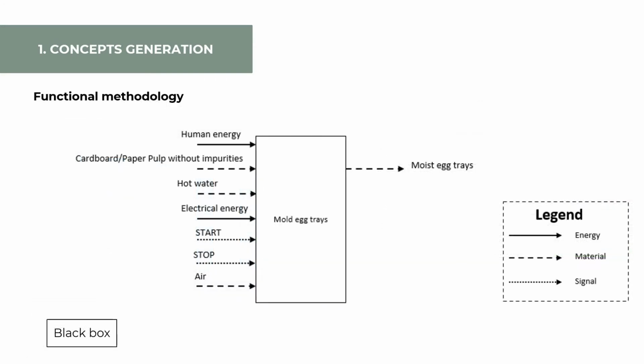Here the black box level for the functional diagram of the design machine is shown. The main inputs, outputs and main function of the machine are identified, which in this case is the molding of egg trays.